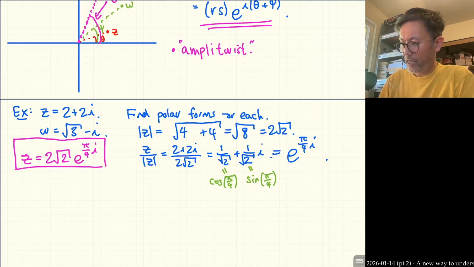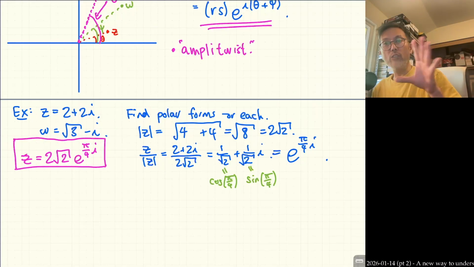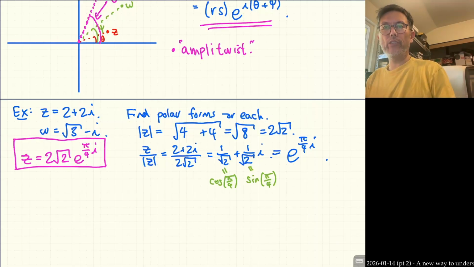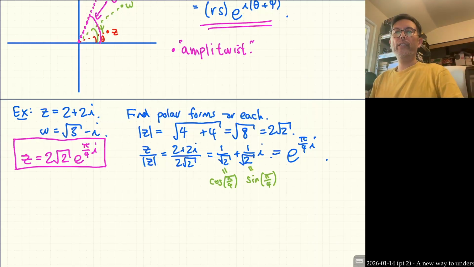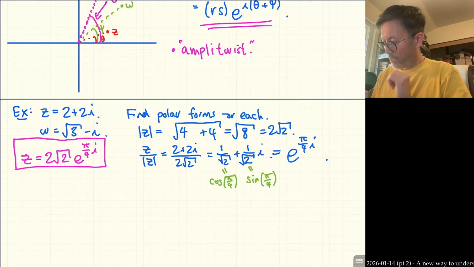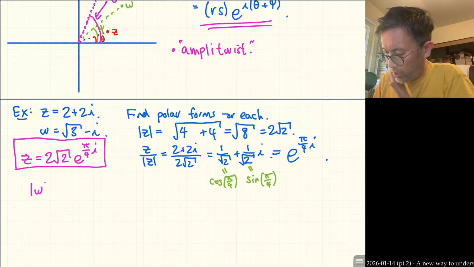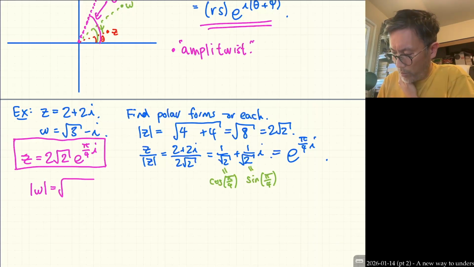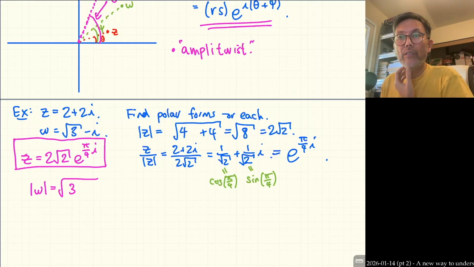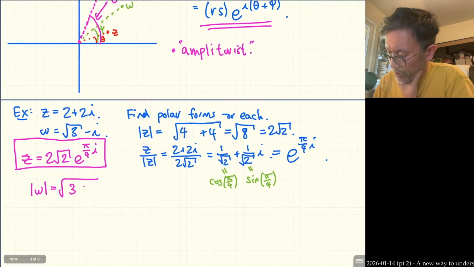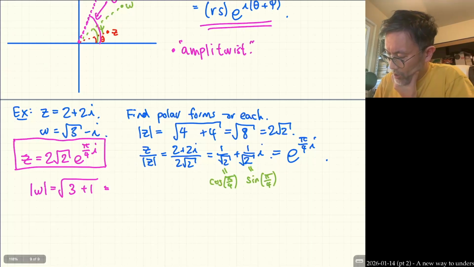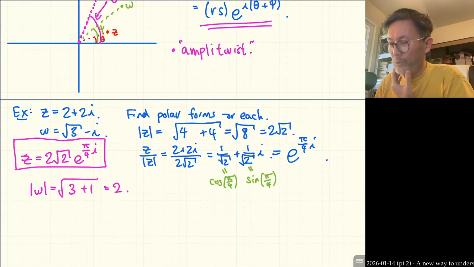Now let's find the polar form for w. I think you should try to do this for yourself first. So pause the video, try to find the polar form for w, see what you come up with. If you tried, just follow the same scheme. The modulus of w is going to be the square root of square root of 3 squared, which is 3, plus negative 1 squared, which is 1. And this is square root of 4, which is, of course, 2.